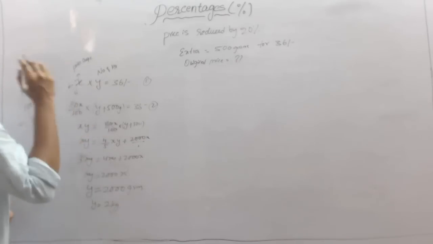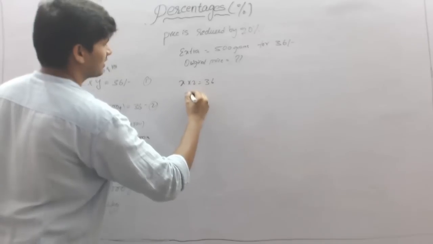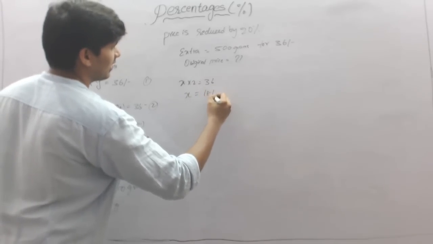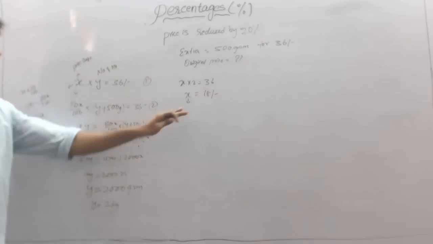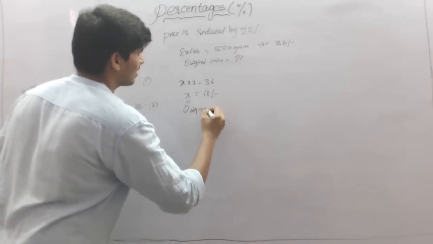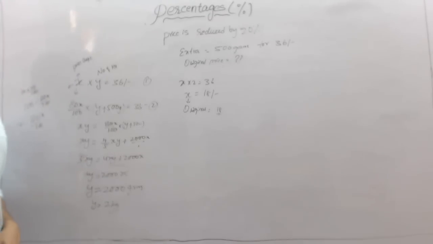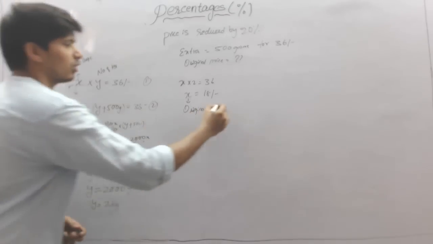Now substitute this value here. X into 2 is equal to 36. Now x is equal to 18. Now what is this? X is the original price. What he has asked is the original price of the sugar, 18 rupees.